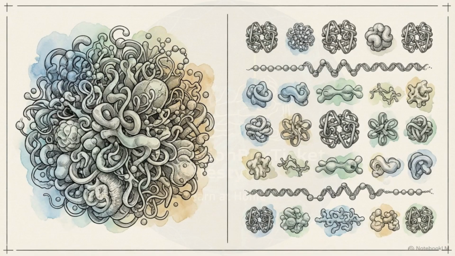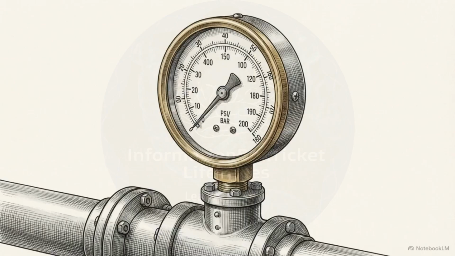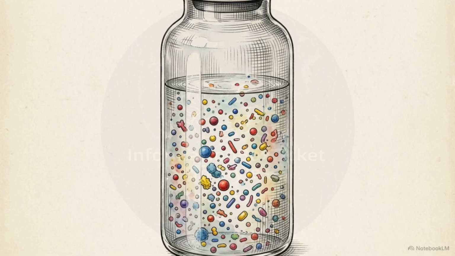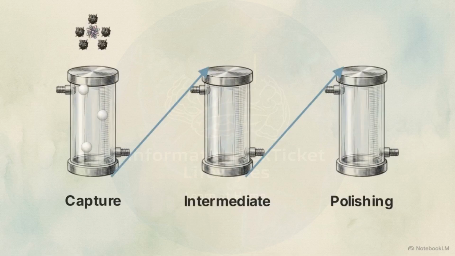FPLC successfully isolates these targets by exploiting their invisible physical traits, like charge and size, pulling the mixture apart naturally without stressing the molecule's structural limits. Because the system intentionally operates at lower, safer pressures, a single pass through the machine rarely achieves the total purity required for medical use. Operators must run a time-consuming multi-stage workflow. They begin with an initial capture stage to isolate the target, move to an intermediate stage to strip away closely related contaminants, and finish with a polishing stage to reach final purity.